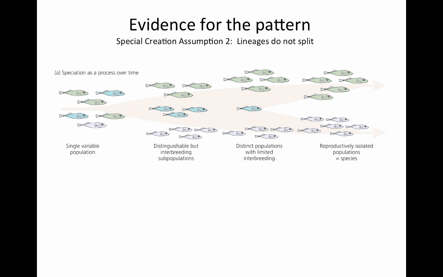The second prediction made by the special creation model is that lineages do not split, whereas with the descent with modification model, we predict that the diversity that we see in life is produced by speciation events. The diagram you see here shows our understanding of how speciation occurs. So, beginning with a single population with a large amount of variability. You see in these fishes there are whitefish, greenfish, and bluefish all living together in a single population.